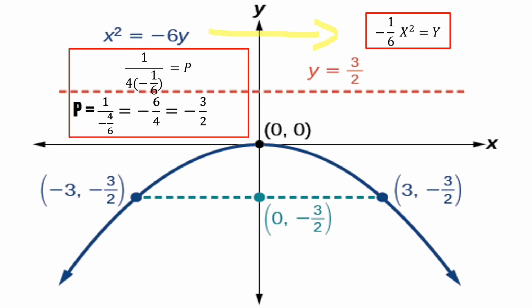So the focus of the given equation is (0, negative 3 halves). While the ends of the latus rectum are (negative 3, negative 3 halves) and (3, negative 3 halves). While the directrix of the equation is y is equal to 3 halves.